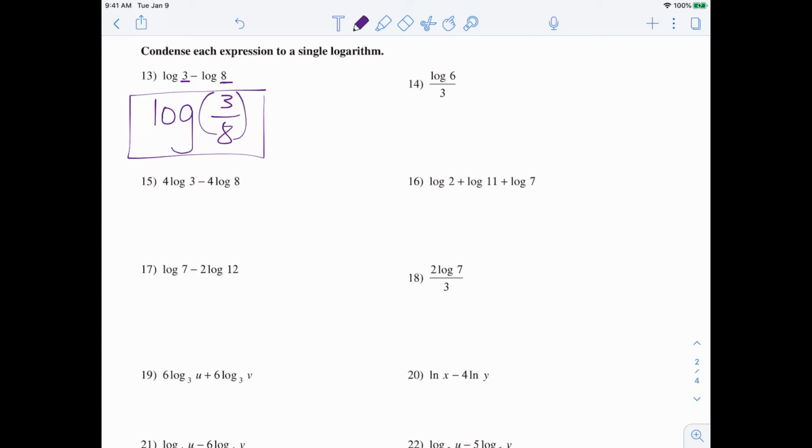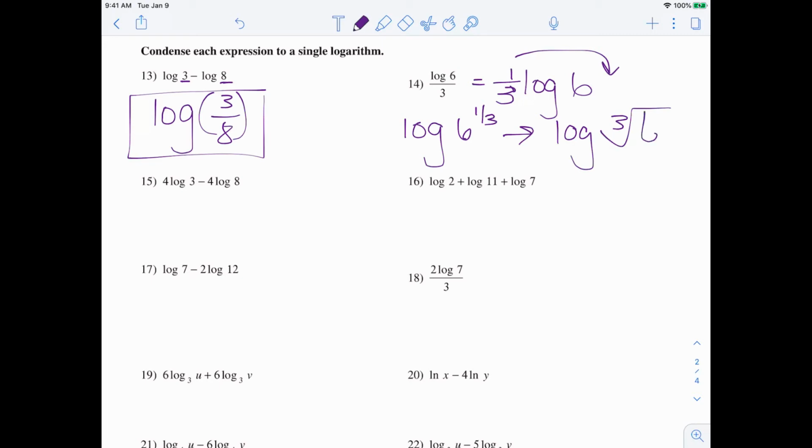Now, if you note that the whole thing is divided by 3, what that is really telling us is that we have a coefficient of 1/3 in front of the log of 6, because multiplying by 1/3 is the same as dividing by 3. So then this becomes an exponent, and we'd have the log of 6 to the 1/3 power. But a 1/3 power is the same as a cube root, so I would take it one step further and write it as the log of the cube root of 6.